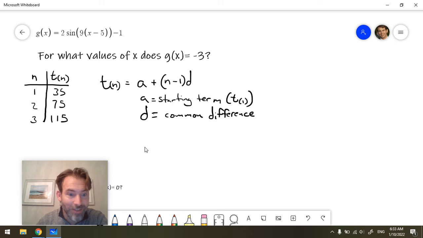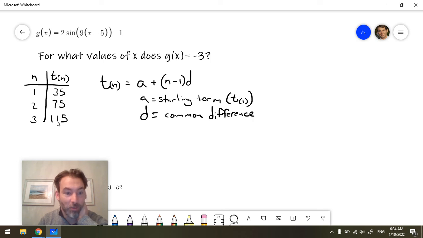Notice that this is not D, the transformation value. This is not A, the transformation value. We're just borrowing those same letters to match the textbook. Okay, but here we know the A, that's T n is 35. And the D is the common difference.